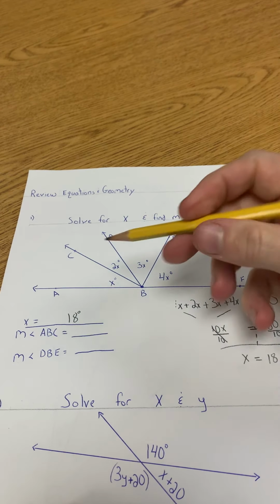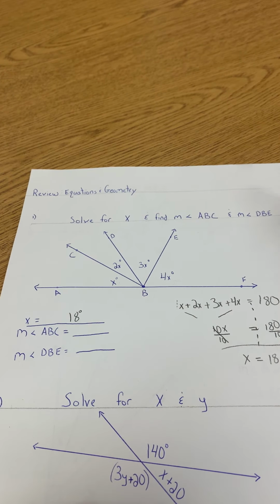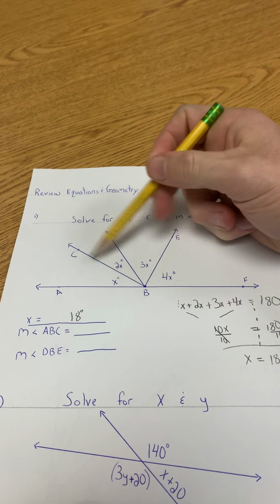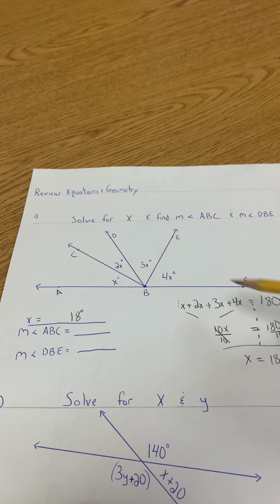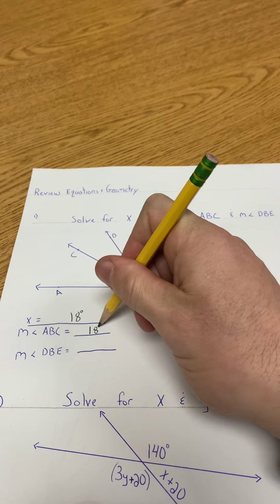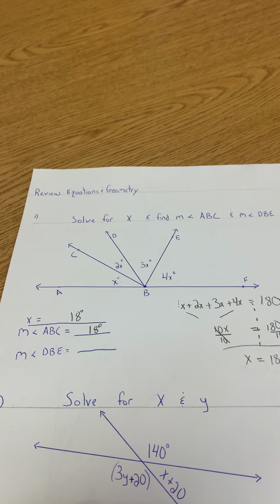Now, there's a little bit of a trick question here. The measure of angle ABC. Well, I find my points A, B, C. What is in that angle? Well, it's x. So where x is, I substituted in with my x, which is 18. So the measure of angle ABC is also 18 degrees.